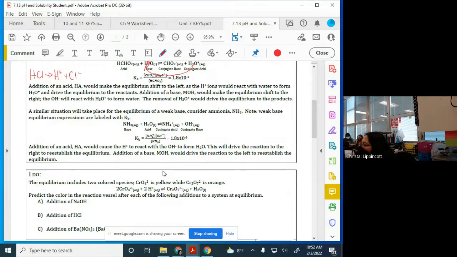We also have a Kb expression when you have a base and then you've got water as your acid. This would be your Kb expression. And similar events happen with this that happened up here. So just kind of the reverse.